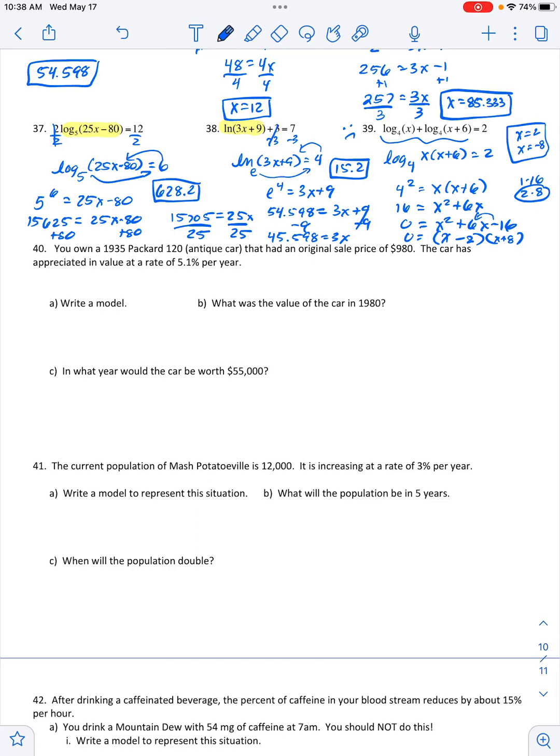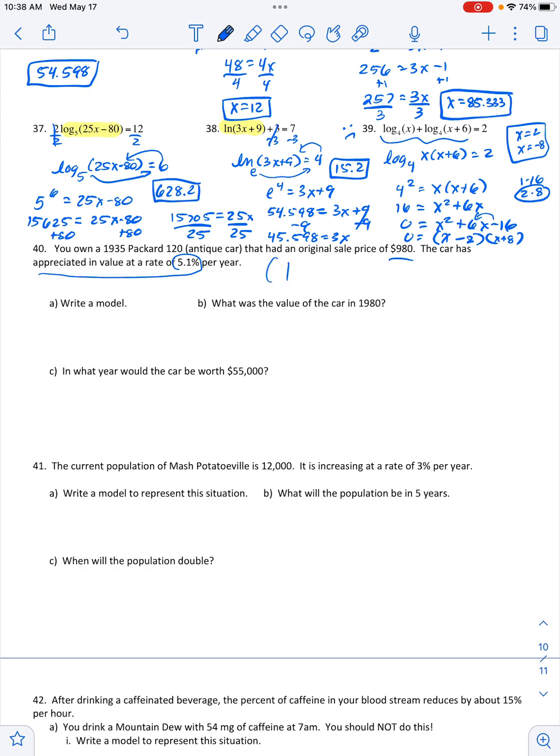All right, we are closing in on the last part of the review. This is going to be the application or word problem. So this goes back to our formulas that we knew at the beginning of the chapter. So it's talking about a car. You own a 1935 Packard 120 that has an original price of $980. That's my starting amount. Appreciated at 5.1%.